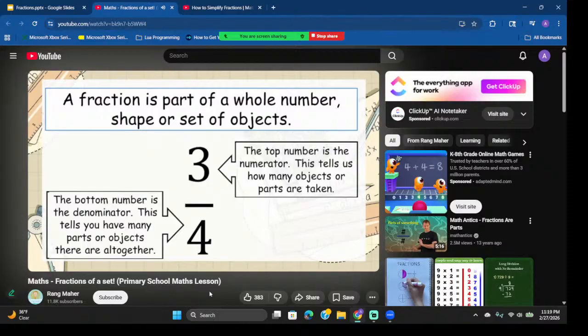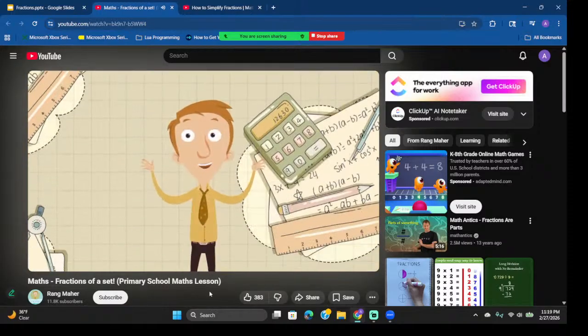If you need a little bit of help remembering which one is the numerator and which one is the denominator, remember that the denominator is down under the line. D for denominator, D for down. Remember that when we are finding fractions of numbers or sets or shapes, what we're really doing is dividing the number or the set into equal groups.